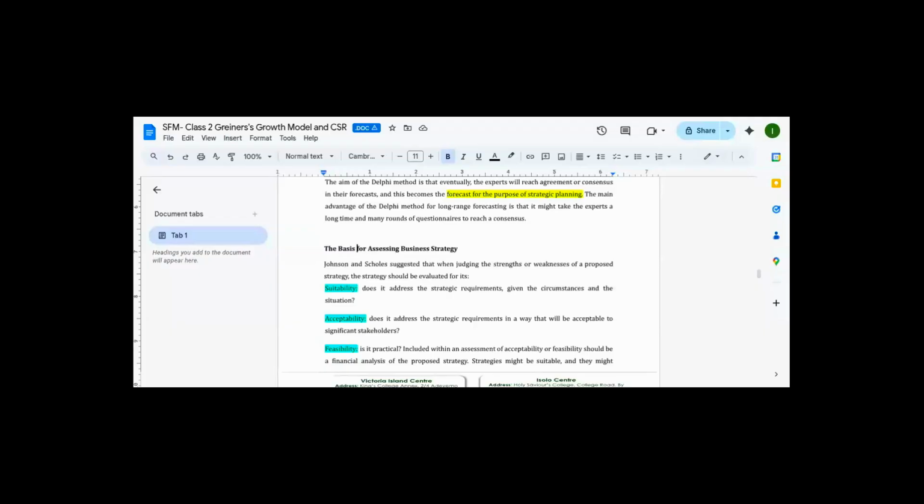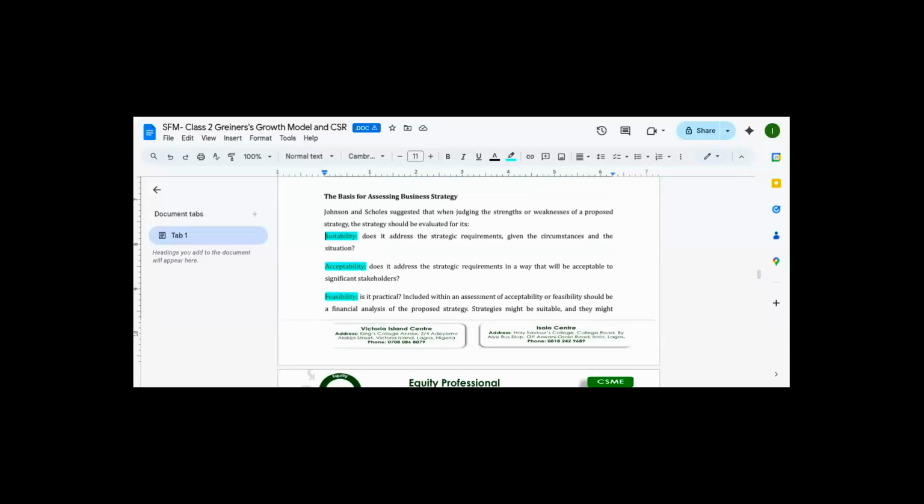So according to Johnson and Scholes, when judging the strengths or weaknesses of a proposed strategy, the strategy must be evaluated for, one, its suitability. That meaning is very essential. We know that any strategy that we are using, we must assess the suitability of the strategy.